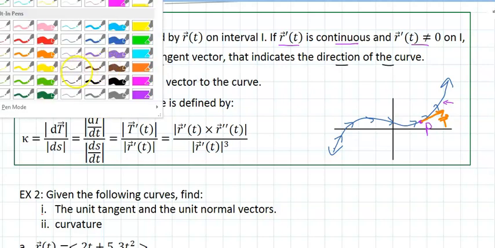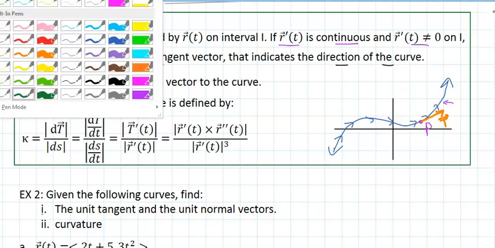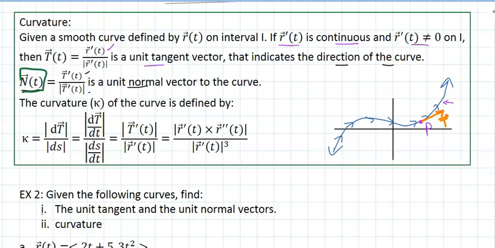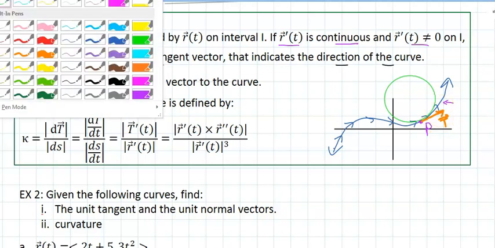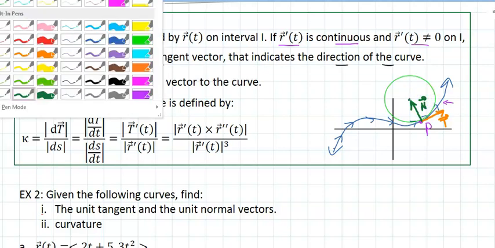Now let's see if that makes sense. I'll talk about that in a minute. So this unit normal, really, if you think of a circle, I'm going to use a color that's a bit hard to see. If you think of a circle touching at that one point, so the tangent will be flying off straight and the normal will be actually pointing toward the center.